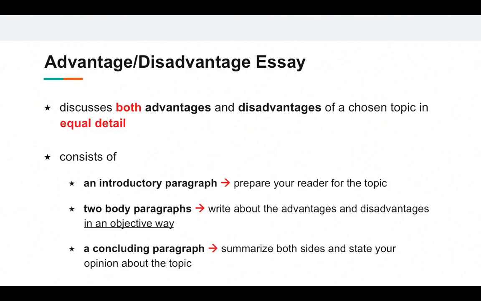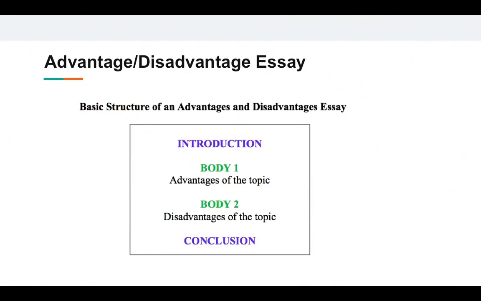So, in all advantages and disadvantages essays, your task is first to describe positive and negative sides of a given topic, and give your own opinion in the end. Here you can see the basic structure of an advantages-disadvantages essay.